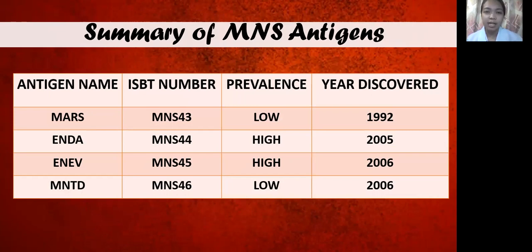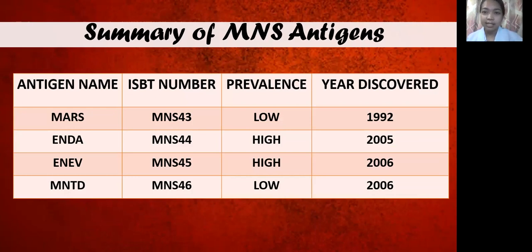Antigen ENDA is MNS44. It has a high prevalence. It was discovered in the year 2005. Another antigen is ENEV. It is MNS45. It has high prevalence. It was discovered in the year 2006. And lastly, MNTD. It is MNS46. It has low prevalence and it was discovered in the year 2006.